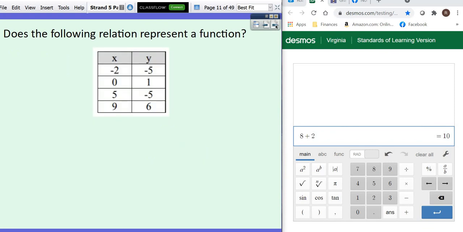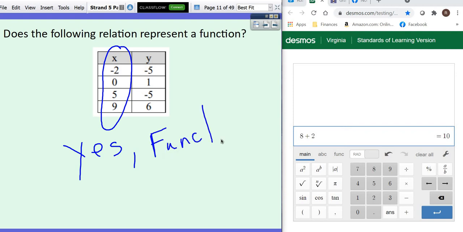Now let's look at the next one. Again, does this relation represent a function? I'm going to look at these values. -2, 0, 5, and 9 are all different. So yes, this is a function. When identifying a function, the y values have nothing to do with it. It's all about the x's.